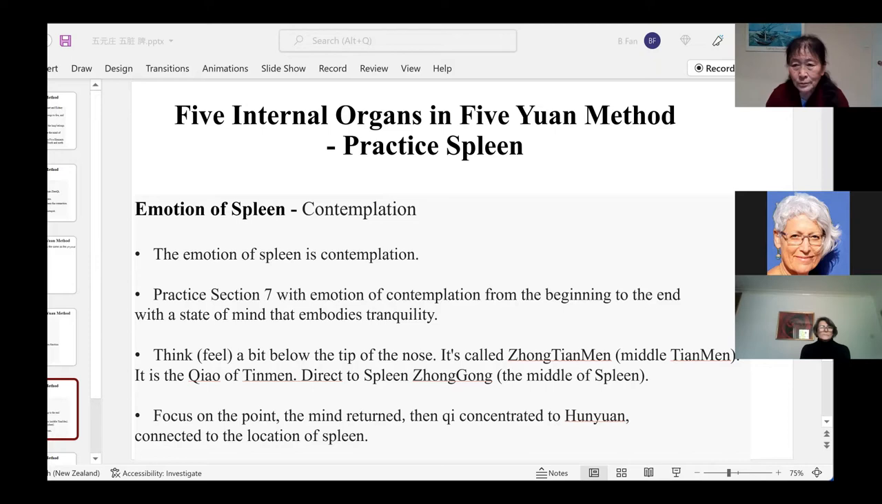In China we often say 九宫格, the nine squares: 1, 2, 3, 1, 2, 3, 1, 2, 3. We often use the 九宫格. The middle square is 中宫, which means the middle. So now we say the spleen 中宫 is the middle of the spleen. From the middle, 天门 can come directly to the spleen 中宫, and you feel it already.